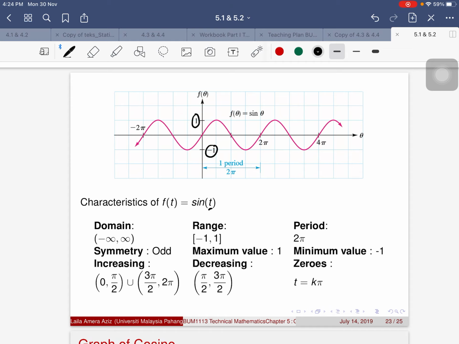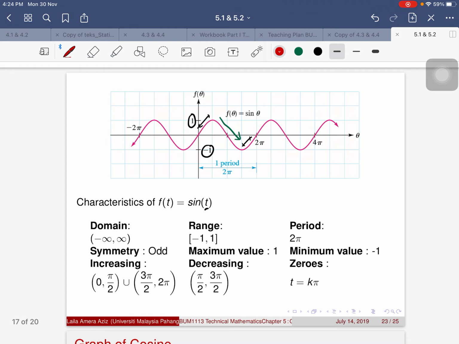So if I were to consider one cycle, which is going to be from 0 to 2 pi, it's going to be increasing, going up from here to here. Okay, so from 0 until pi over 2, and also from here to here, which is 3 pi over 2 until 2 pi. But other than that, this side is actually going down, it's decreasing, and that is going to be from pi over 2 until 3 pi over 2. And what is going to be the zeros? The zeros are actually the x-intercepts, so those are called the zeros.